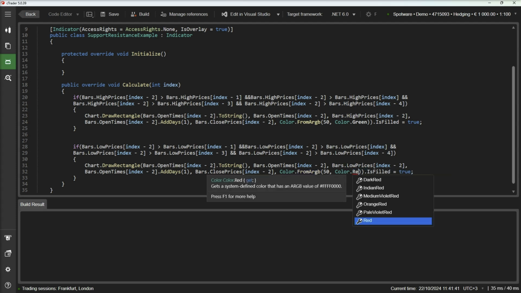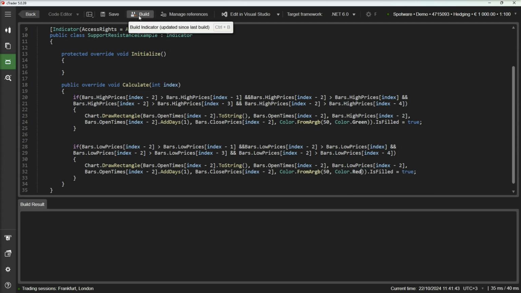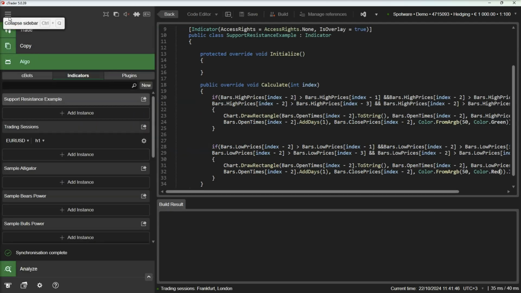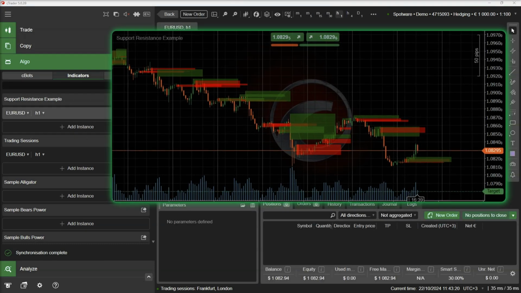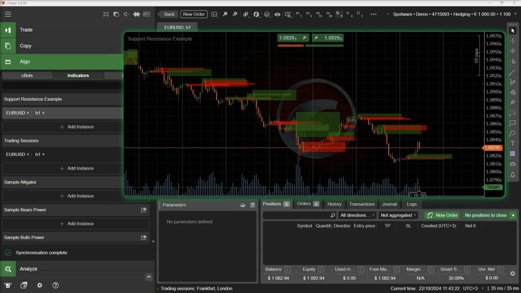We will build our indicator and see our support and resistance zones drawn on the chart. In this video, we have demonstrated how to draw rectangles on the chart.